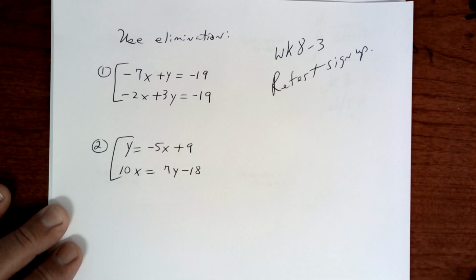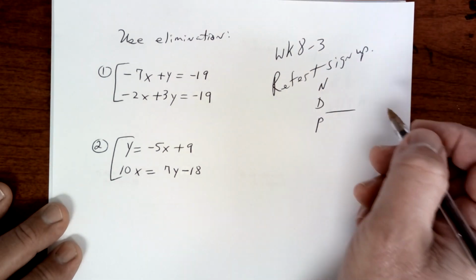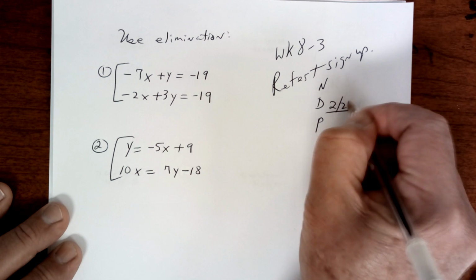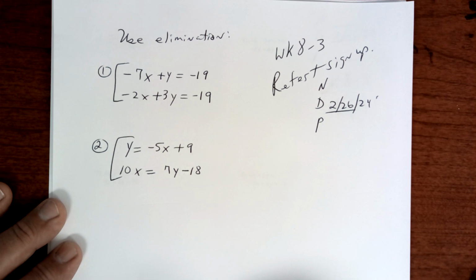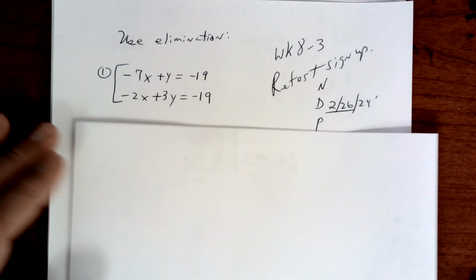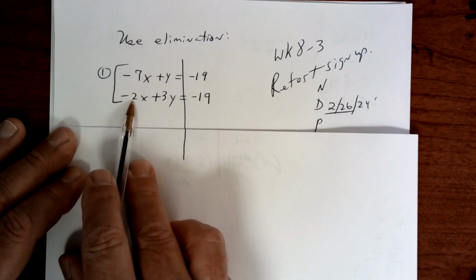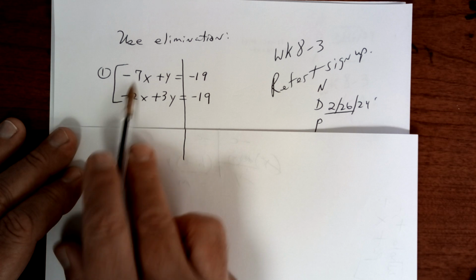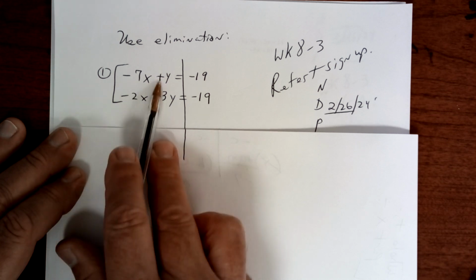Put your name, date, and period, and today is 2/26/24. Okay, here we go. Let's talk about elimination. To do elimination, you draw a line. You could go after this with 14, multiply by 2, multiply by 7. But we're going to go after this one right here.